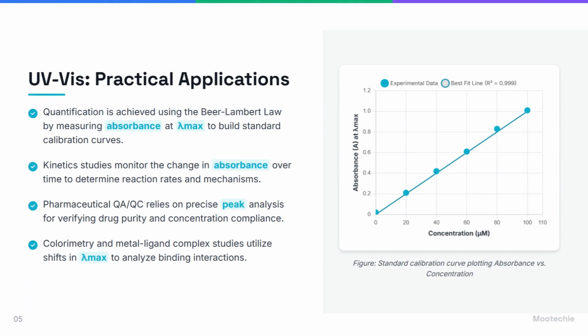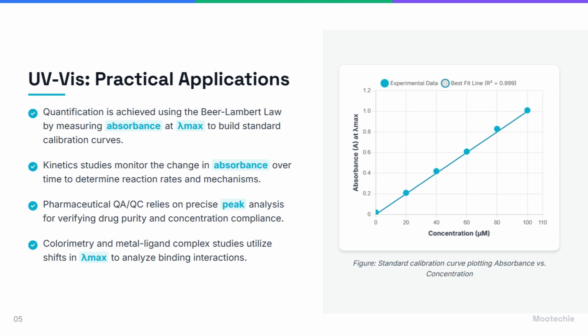UV-vis practical applications. Quantification is achieved using the Beer-Lambert law by measuring absorbance at lambda max to build standard calibration curves. In kinetic studies, we monitor the change in absorbance over time to determine reaction rates and mechanisms.